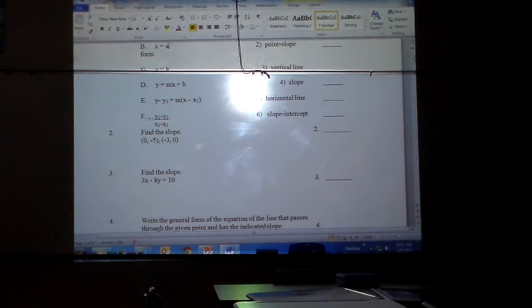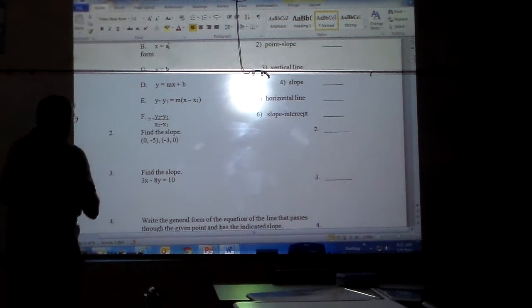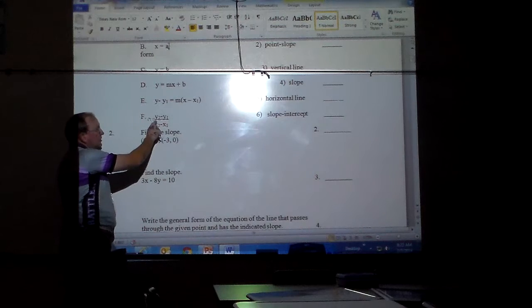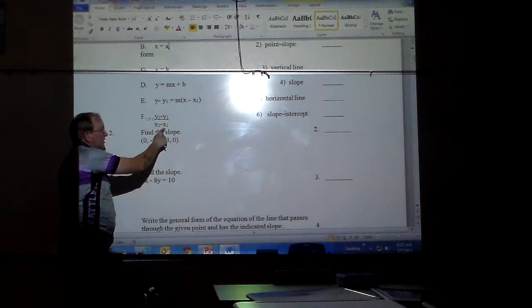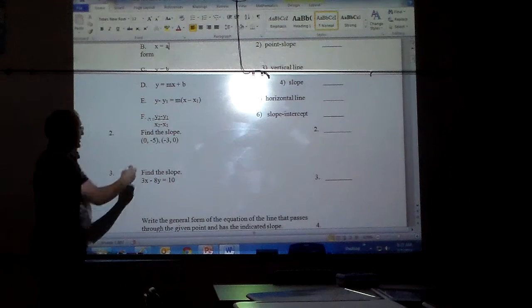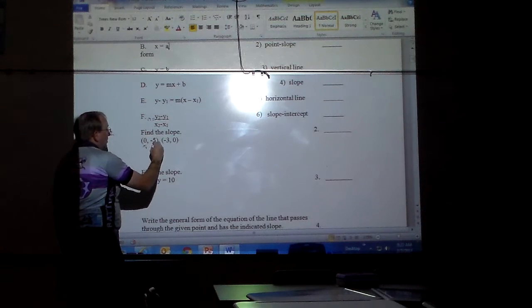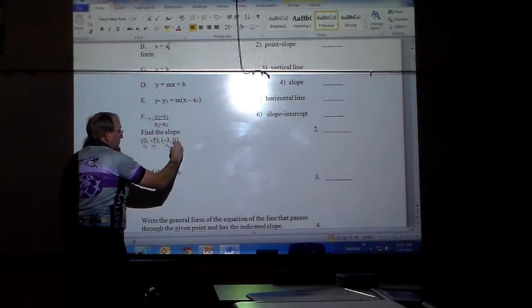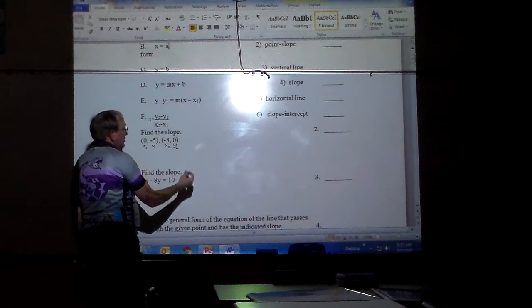Okay, now we're going to find the slope of a formula. Basically, we're going to use the equation right here: change in y's over change in x's, y sub 2 minus y sub 1 over x sub 2 minus x sub 1. I'm just going to let this be x1, y1, and x sub 2, y2. So all I'm going to do then is the following.